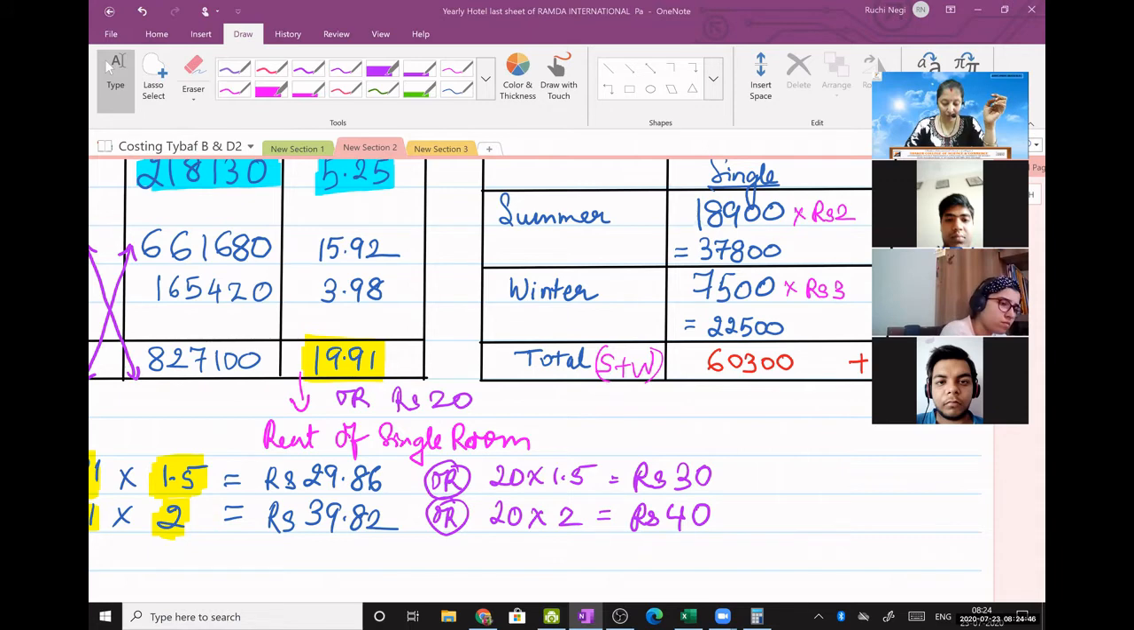So 19.91, they have rounded off to the nearest 50 paisa. We have done one concept like this. So 19.91 to the nearest 50 paisa will be how much? 20. That is why that concept is applicable. Okay, fine. Thanks for the acknowledgement. So this sum is done.